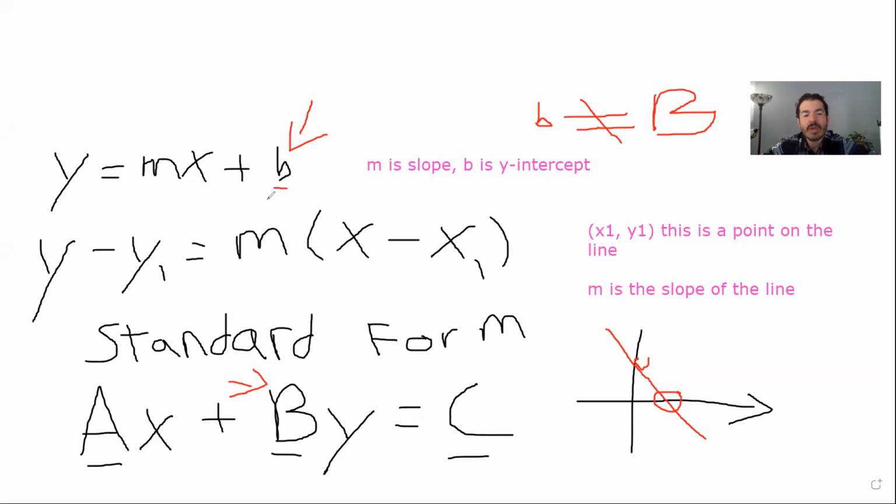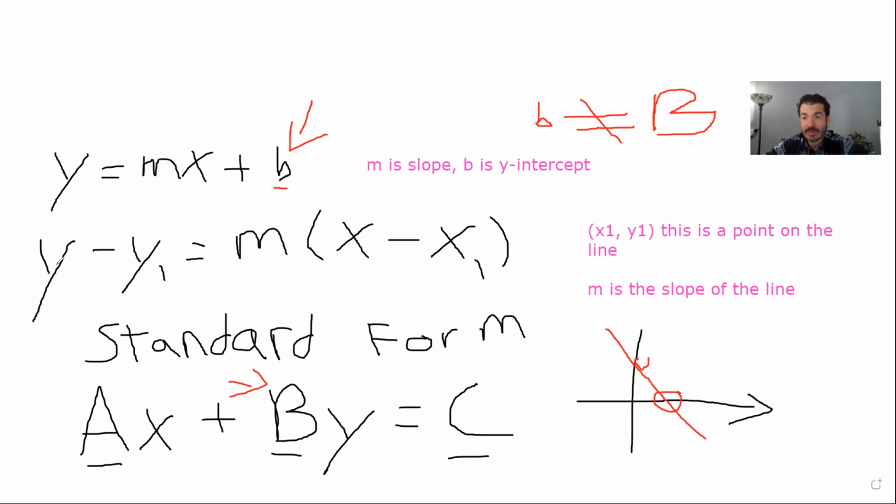So we went over two lessons ago slope-intercept form, this y equals mx plus b, where m is the slope and b is the y-intercept. B is where the line crosses over the y-axis, the y-intercept, and m is the rise over the run. It is the rate, or level of steepness, I should say, of the line itself.